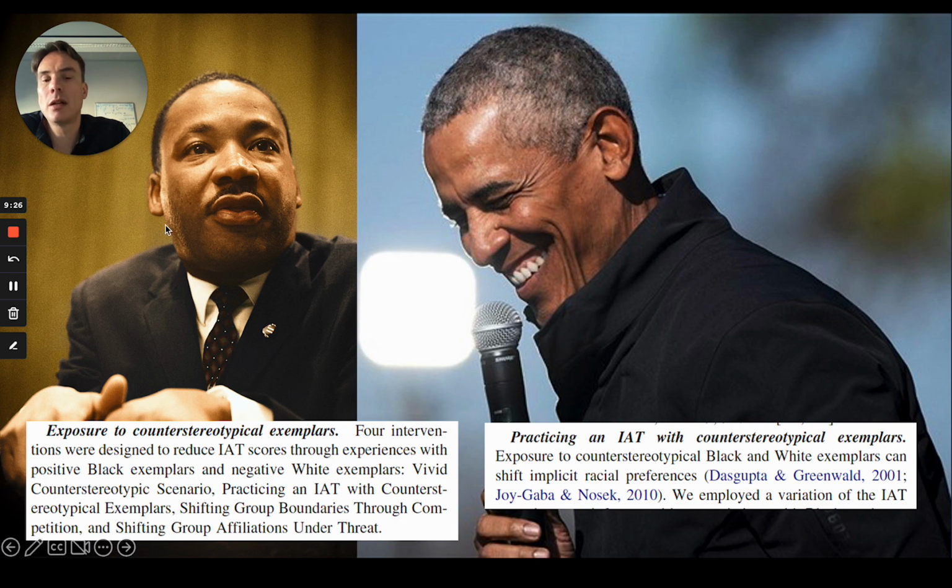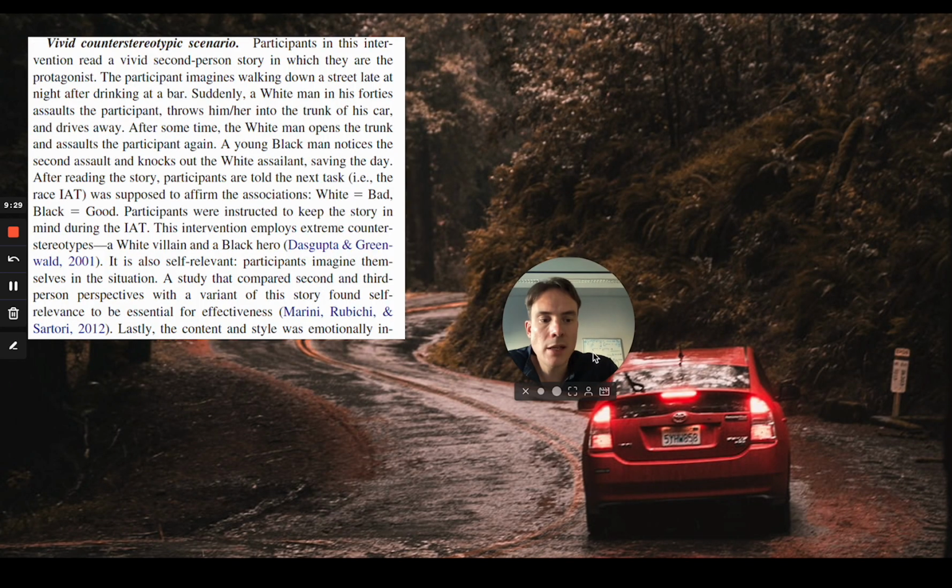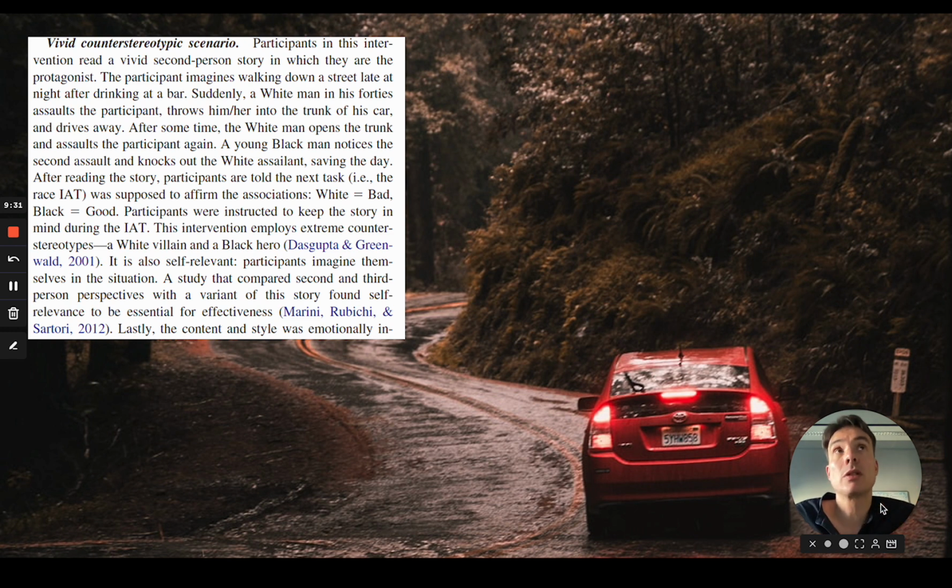Here's an example of a story that you could read. Remember when we talked about imaginary or extended contact? This is one example. A vivid counter-stereotypical scenario. Participants in this intervention read a vivid second-person story in which they are the protagonist. The participant imagines walking down a street late at night after drinking at a bar. Suddenly, a white man in his 40s assaults the participant, throws him or her into the trunk of his car and drives away. At some point, the white man opens the trunk and assaults the participant again. A young black man notices the second assault and knocks out the white assailant, saving the day.